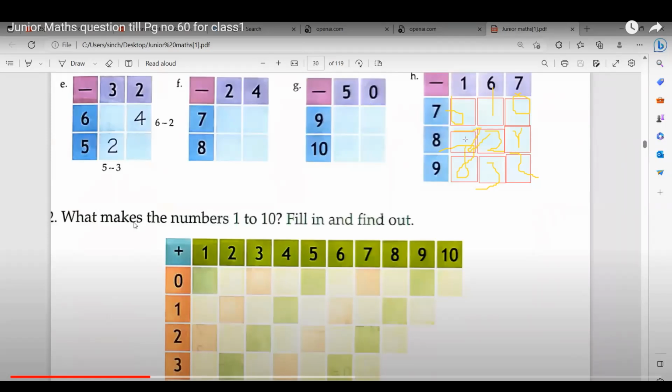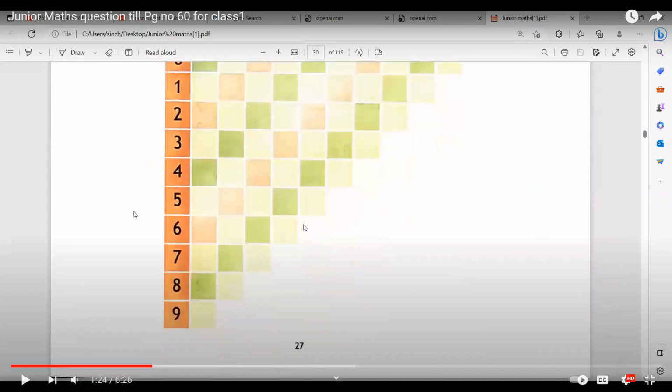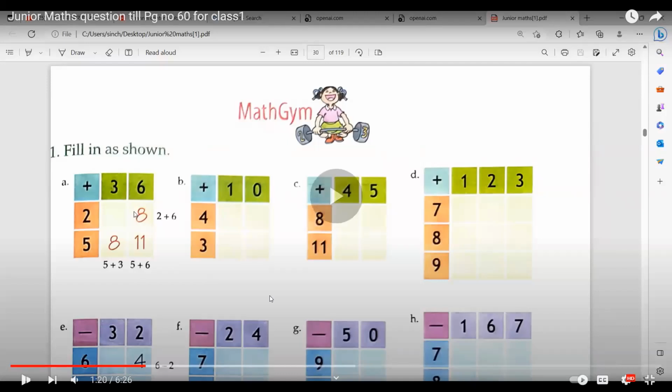Now this one, which numbers are you going to subtract? Seven. Yes. So which numbers have you subtracted, beta? 8 minus 1. 8 minus 1 is 7. Very good. 8 minus 6 is 2 and 9 minus 6 is 3. Excellent. Very good. So let's do the next one. Sorry, beta.